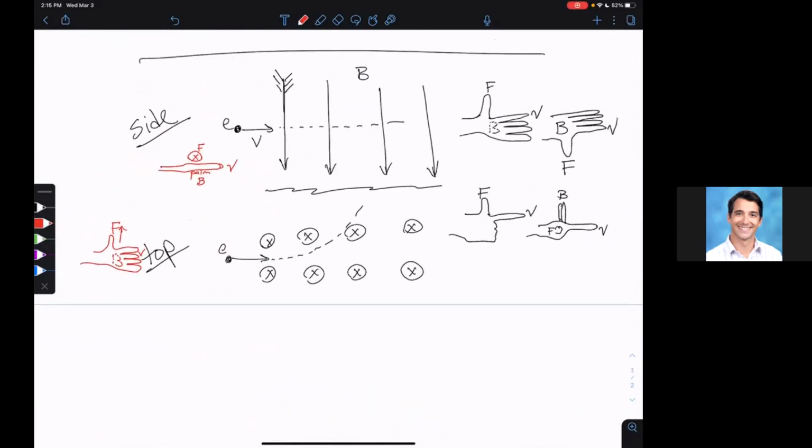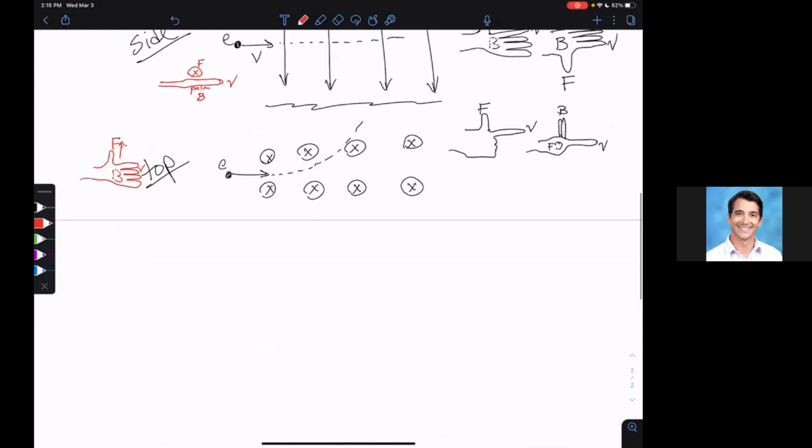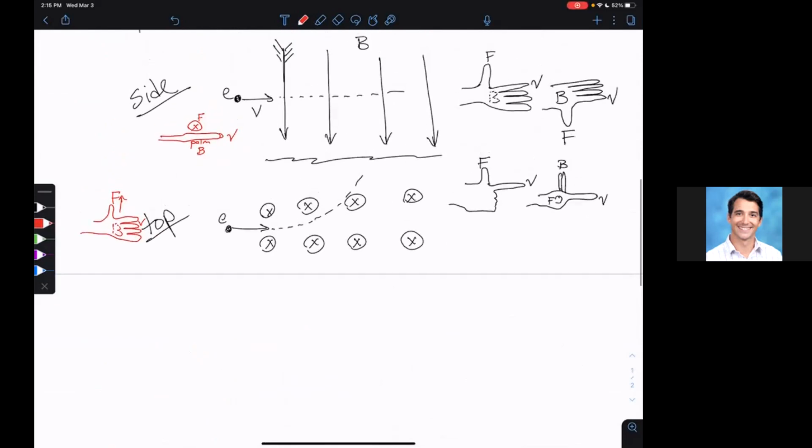So that's one of the right-hand rules. The other right-hand rule that we talked about yesterday is telling us how a moving charge makes its own magnetic field. Right now, this right-hand rule is the force that a moving charge would feel from a magnetic field. But moving charges create magnetic fields as well.